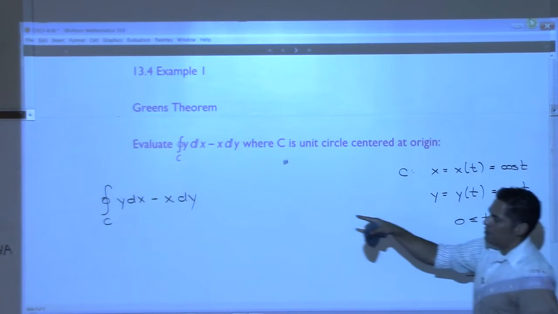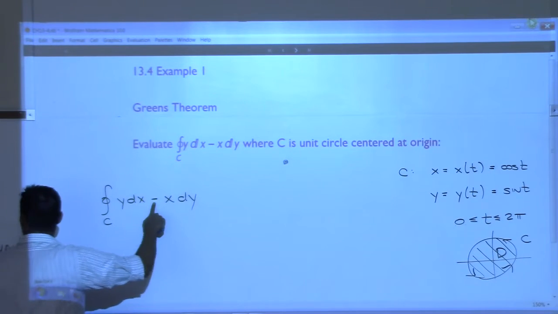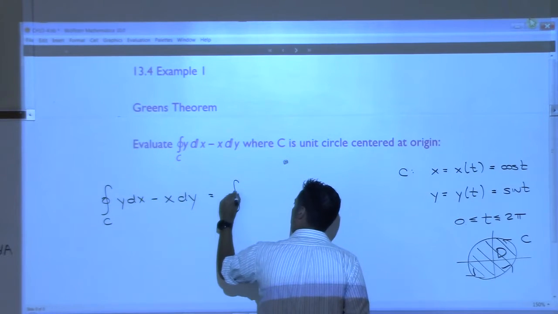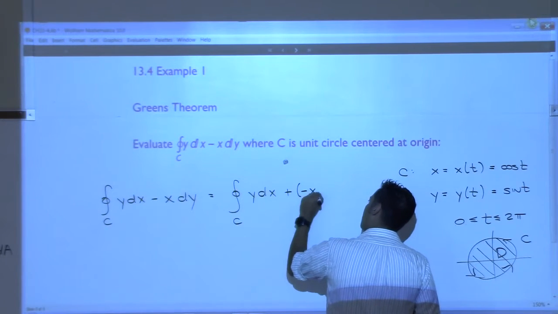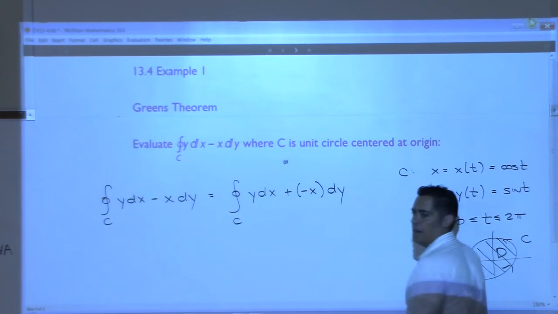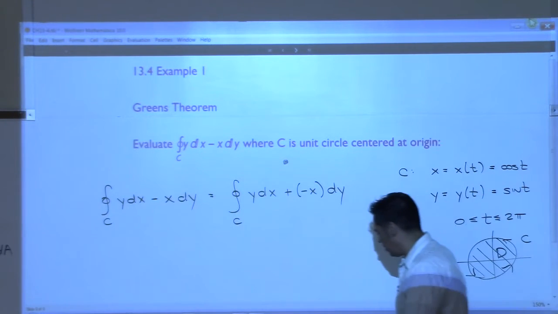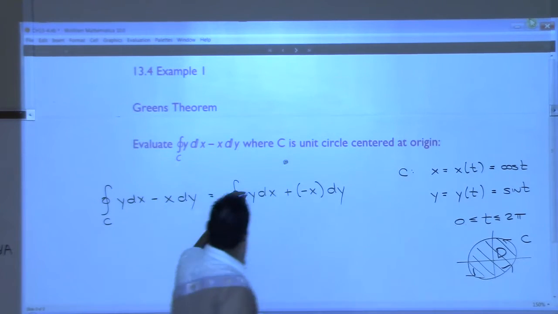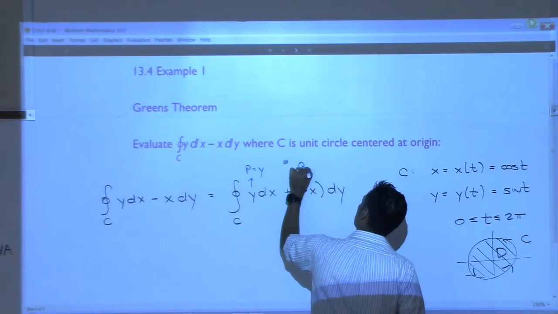So we're going to convert this line integral into a double integral using this formula, but we have a problem right now because this is a minus, and in the formula it's a plus, right? So I'm just going to rewrite this as y dx plus negative x dy, all right? So what is p for us in this formula? What is the p and what is the q? P is y, and q is negative x.